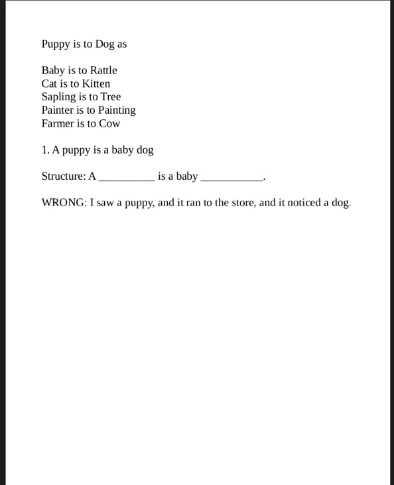Let's see how we use it. So now we're going to test out baby is to rattle. Maybe that's right. A puppy is a baby dog. A blank is a baby blank. So we'll test out a baby is a baby rattle. Well, it's not. A baby's not a small little rattle. A baby's a baby human. All right, let's try the next one.